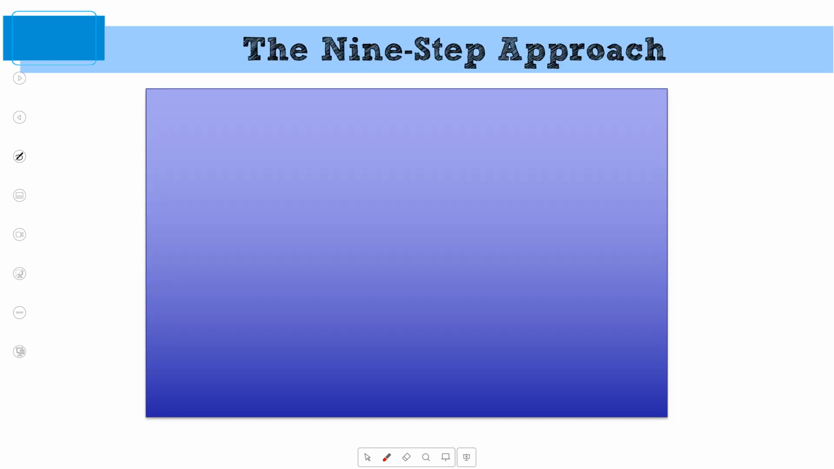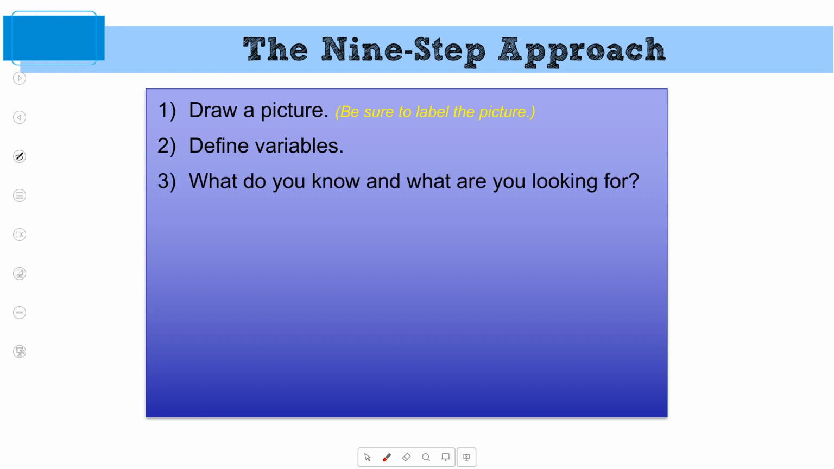So, 9 steps. Number 1, draw a picture and label your picture. Step 2, define the variables. The way I solve the problem might be different than the way Sam solves it. I might choose X to represent some variable in the problem, and Sam might choose Q. That's why you have to define the variables. If I give both problems to somebody, they can follow both because everything is clearly labeled. Step 3, what do you know and what are you looking for? What's the given information and what are you solving for?